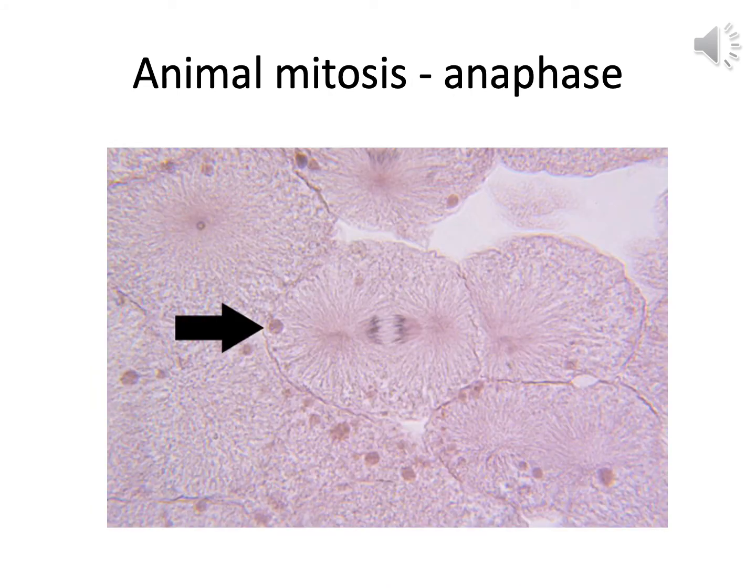Here's a better view of an animal cell in anaphase. Those two sets of chromosomes are definitely pulling apart, and there's no real pinching inward or anything, so we've got a really nice, pretty anaphase at the black arrow.